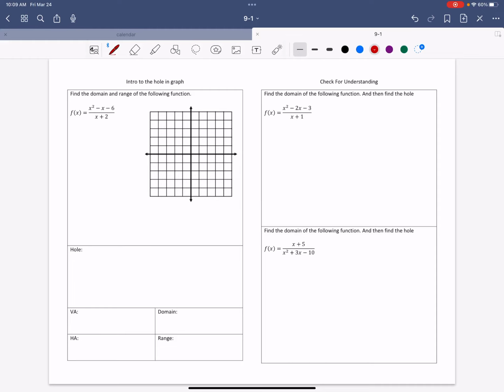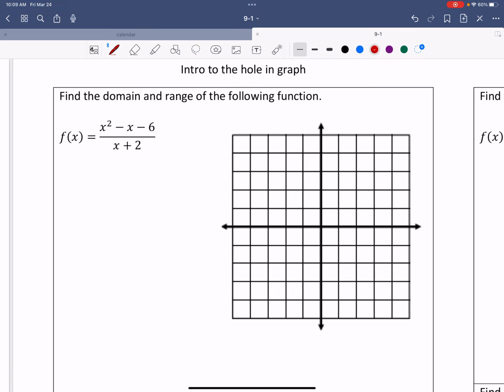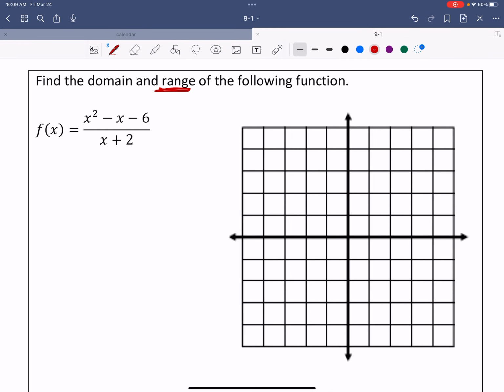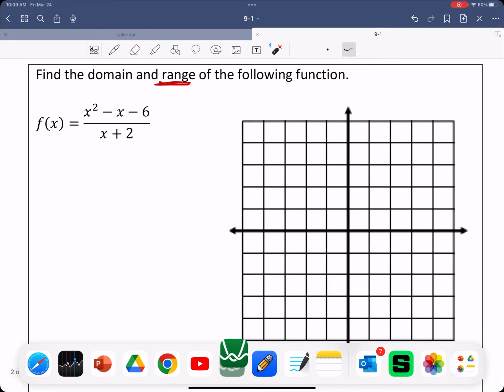This one is finding the domain and range of the following function based on this graph. I'll show you how to do this one. Though not many questions will ask for the range of a rational function like this, it's not a big deal. So what you gotta do is this. Let's put this one into decimals first and see what the graph looks like.